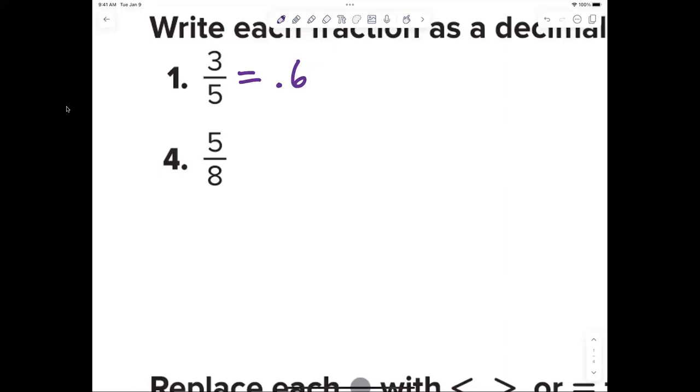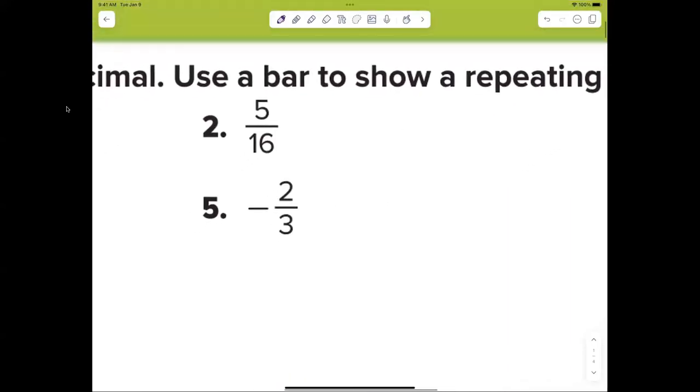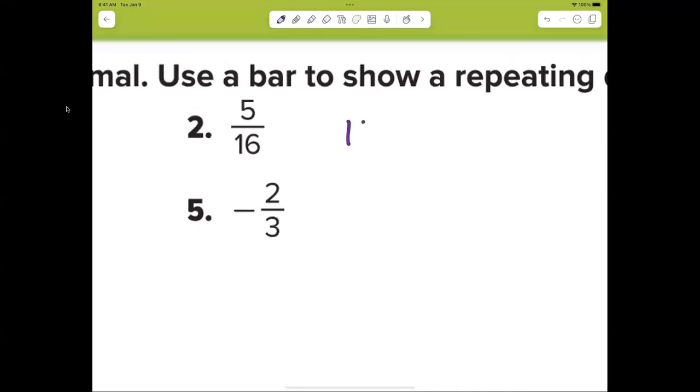Now, I'm jumping on to number 2. I know what 5/16 is, but most people do not. All right, so we're going to do the division now. Everybody's going to help me put the division on your paper. 16 goes outside the house. 5 goes inside the house, and then you do a decimal.